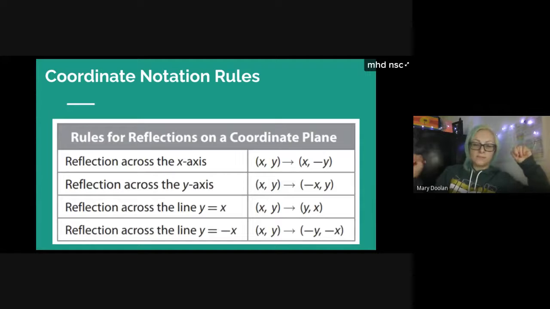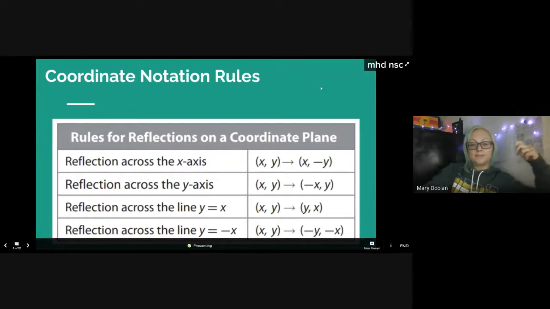You can think about how you would reflect an image by visualizing it in your mind, like on that last slide, what would it look like if you reflect it? But there's also rules where you use the coordinates. So these are the four most common lines of reflection: the x-axis, the y-axis, the line y equals x, and the line y equals negative x. And so these are the rules that go with it.